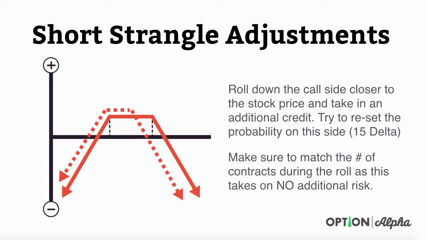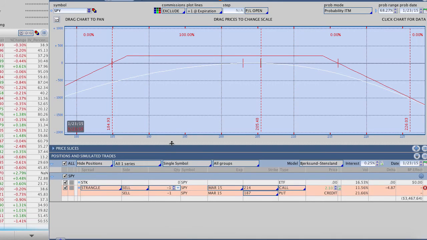This takes on no additional risk for your broker, but that increase in premium helps offset some of the potential loss in the trade and helps widen out your break-even points. So let's go here to the Thinkorswim platform and take a look at an example right now.